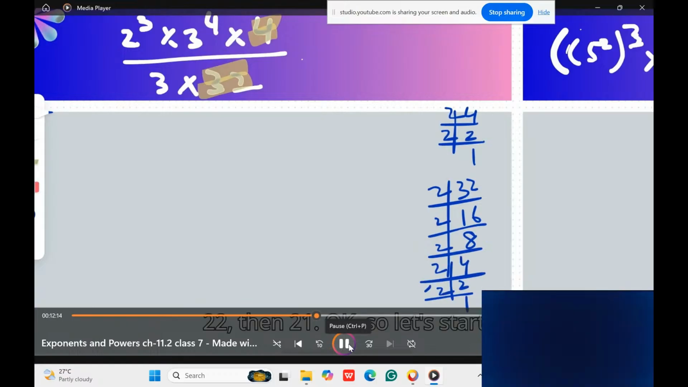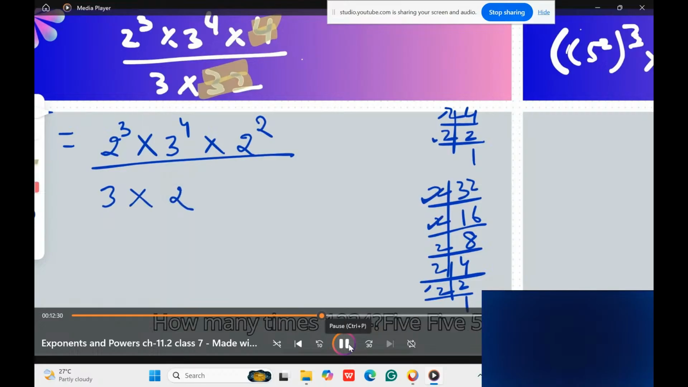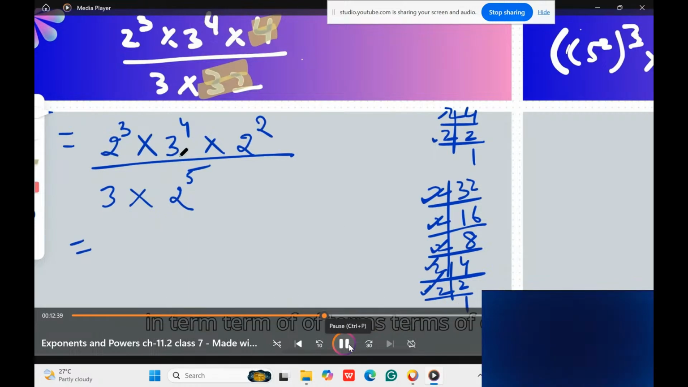Okay, so let's start with the question now. It is 2 raised to the power 3 times 3 raised to the power 4 times 4, which is 2 raised to the power 2 because we have 2 times 2. And then this is 3 times 2, how many times? 1, 2, 3, 4, 5. 5 times 2. Now do you see that everything we have converted in terms of 2 or 3?